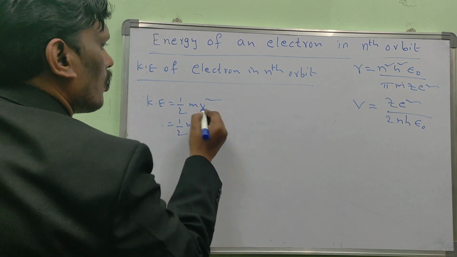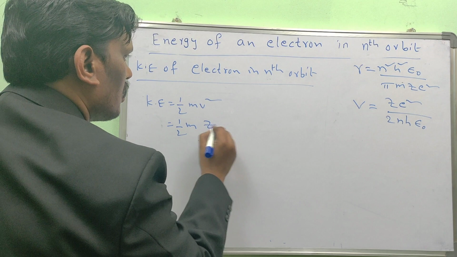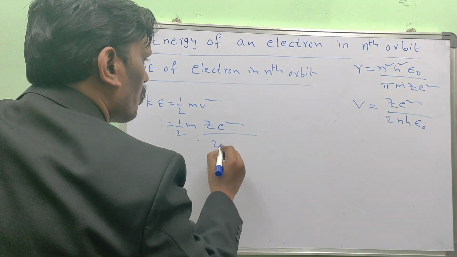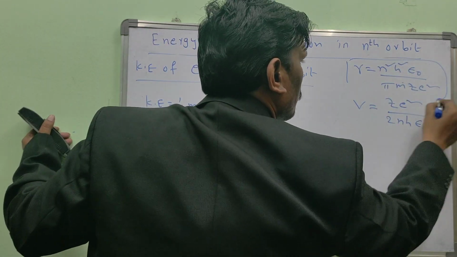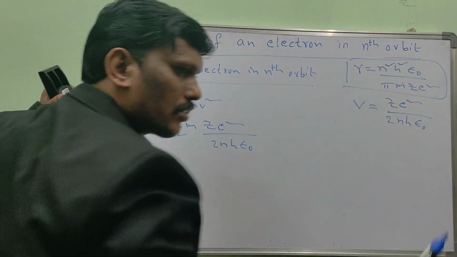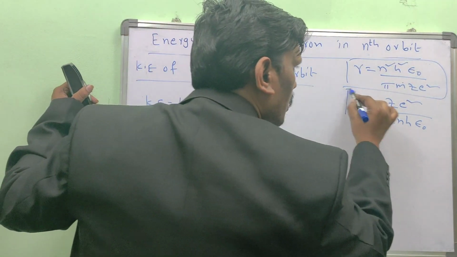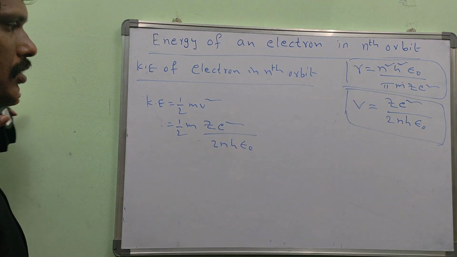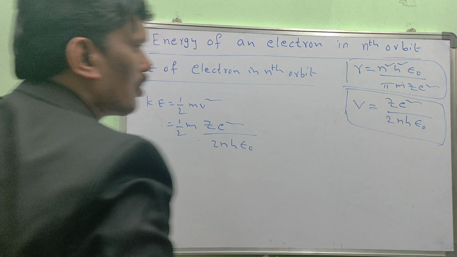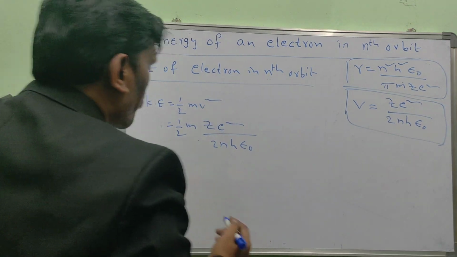Half into m into what is v? Already we have the relation Z e square upon 2 n h epsilon naught. So we need to remember this formula. Students, note down somewhere on one page, and this we also need to remember directly to solve the problem. So these two formulas, just note down at one place and remember.